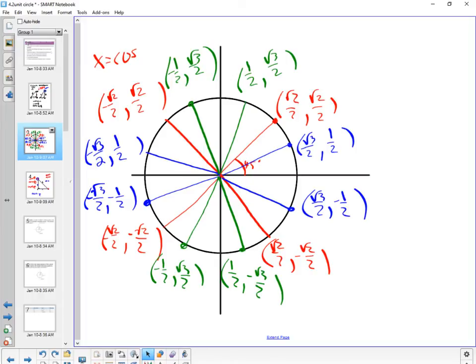Guys, that's the whole unit circle. It's supposed to make sense. Math don't like hard.